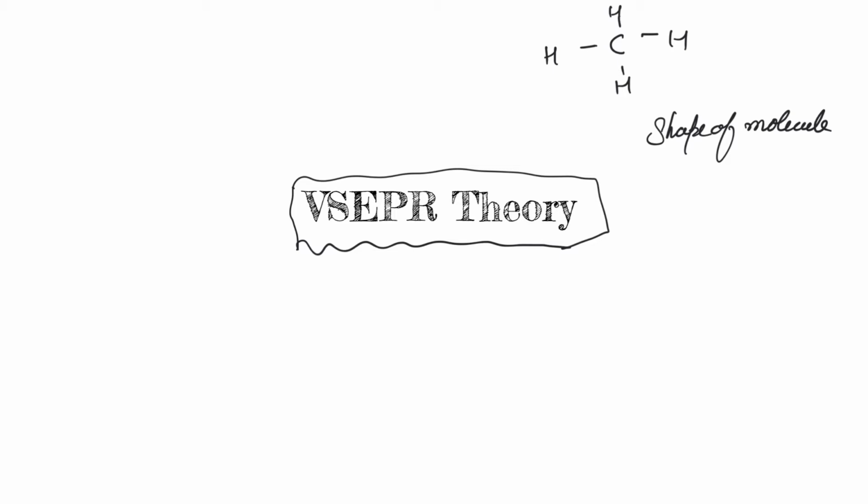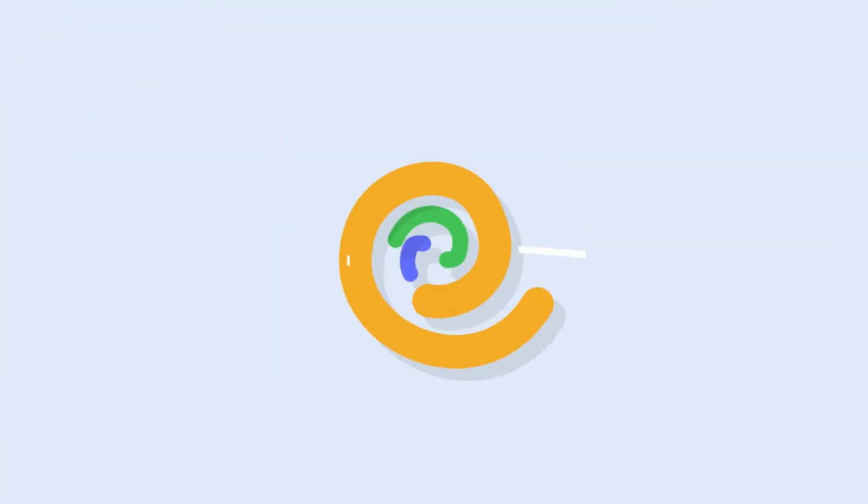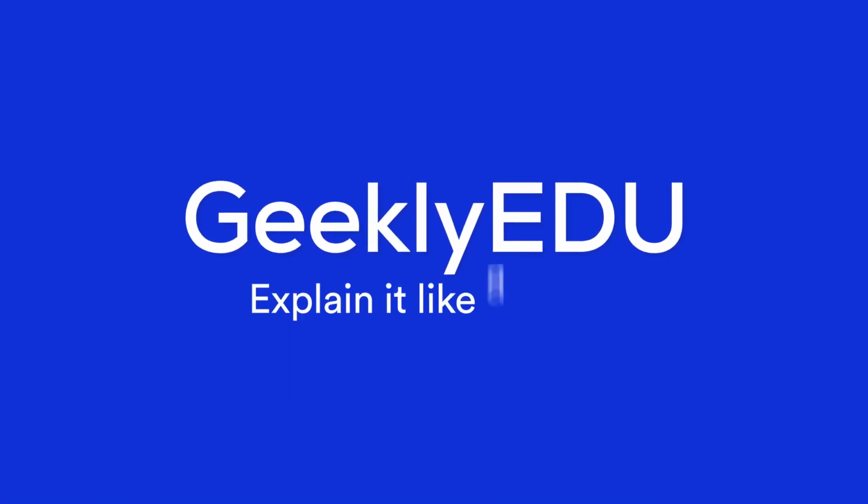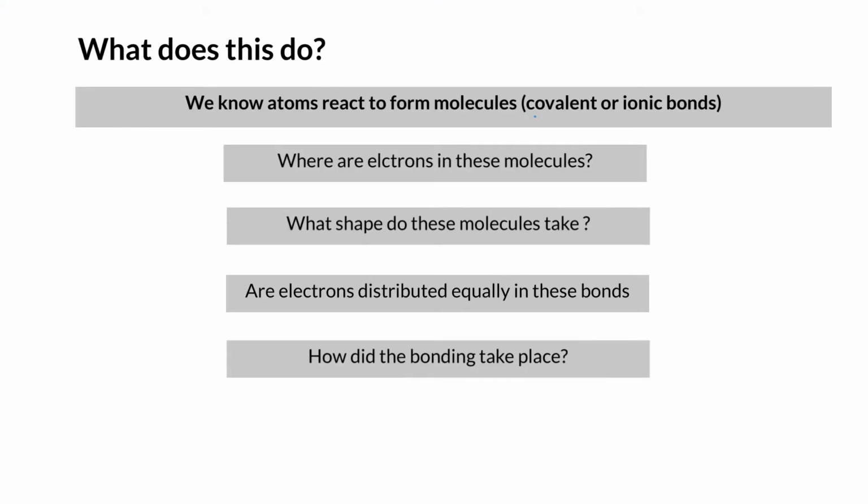Now, how exactly is the shape of molecules determined? How are the electrons arranged? How are the atoms arranged in a molecule? That is the stuff of this whole video. Try to understand what this video is all about. This is all about understanding molecular geometry. That means, what is the shape of the molecule.